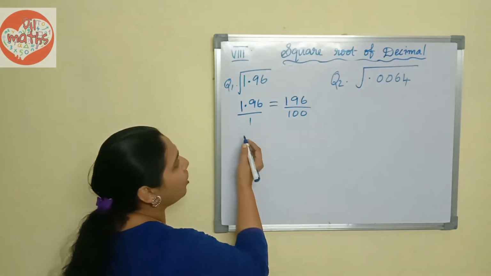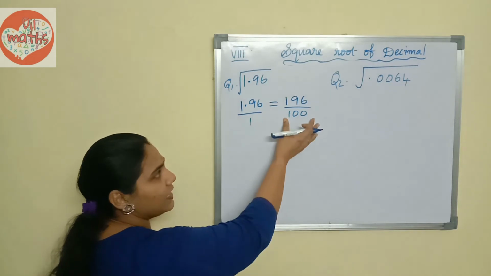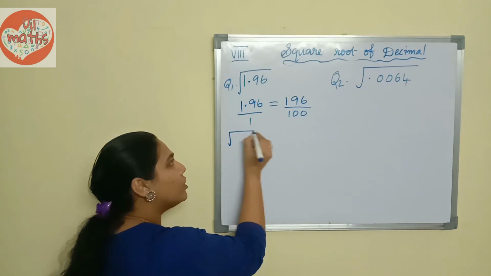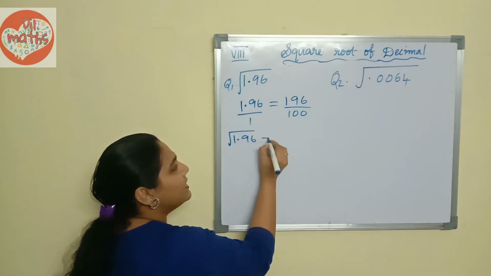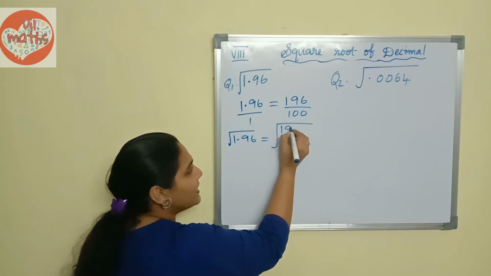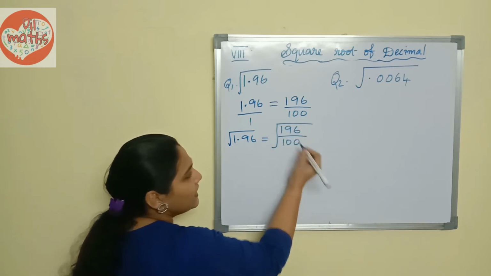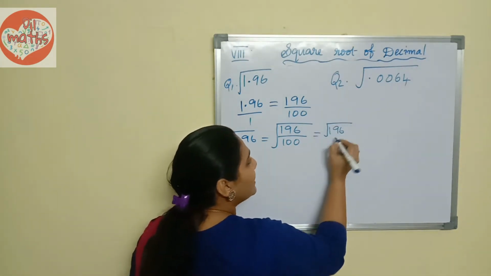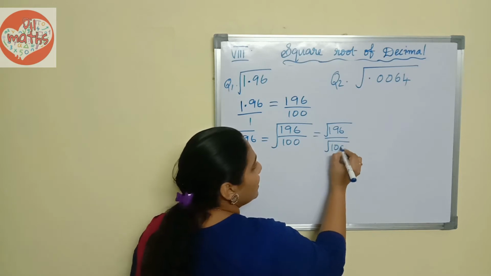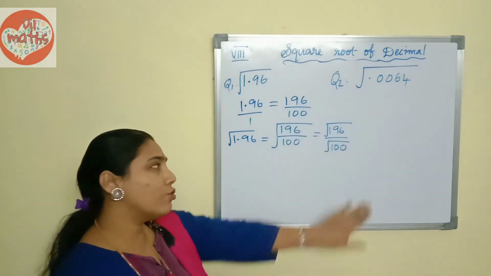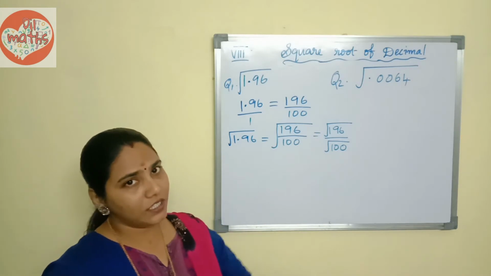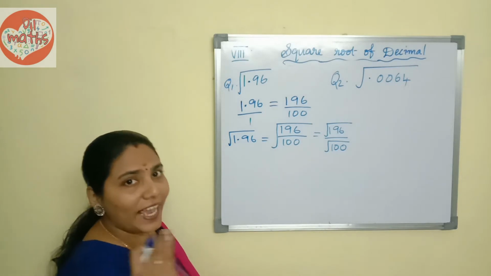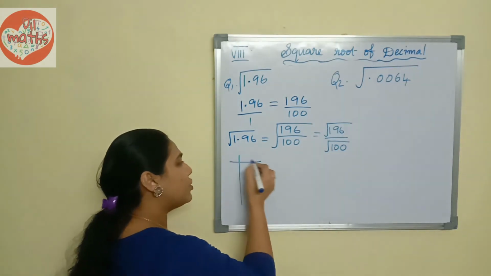Now we should find the square root of the particular fraction. We got this fraction as 196 by 100. So square root of 1.96, how can you write? That's equal to square root of 196 divided by 100. Here you can take the square root separately for numerator and denominator. And through prime factorization only you should find the square root. So for square root of 196, we are going to do the prime factorization first. So prime factorization of 196.